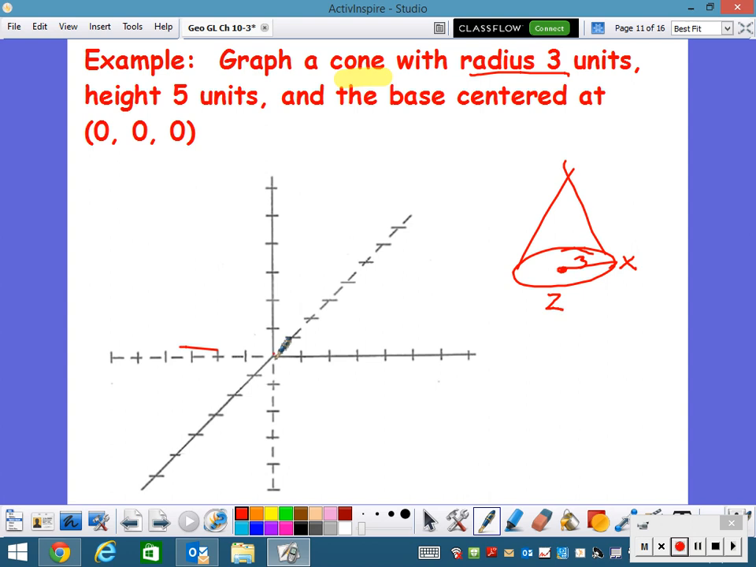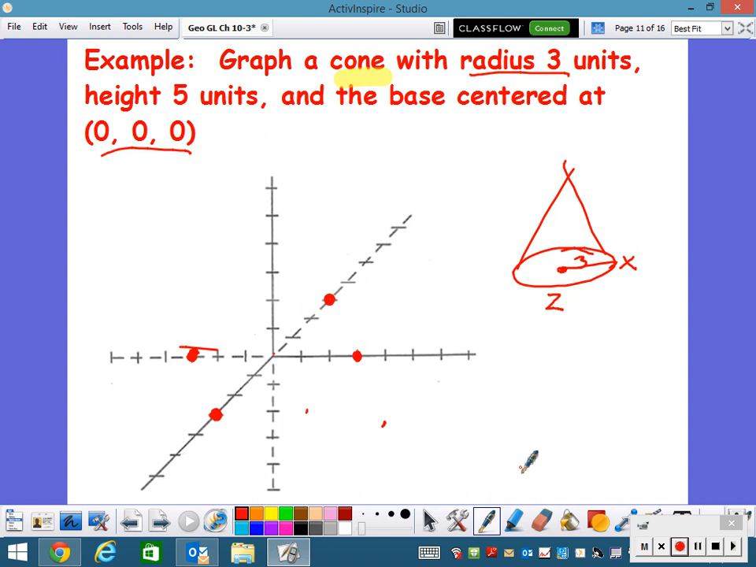And I have a radius of 3. So from the middle of the cone, because it's centered at 0, 0, 0, I'm going to go right 3. I'm going to go left 3. I'm going to go towards myself 3. And I'm going to go away from myself 3. So these 4 dots that I just put are showing you where the bottom circle of the cone is going to be. I want everybody to catch up to this point.